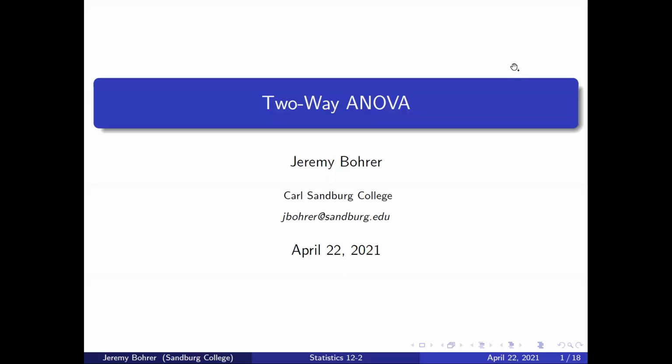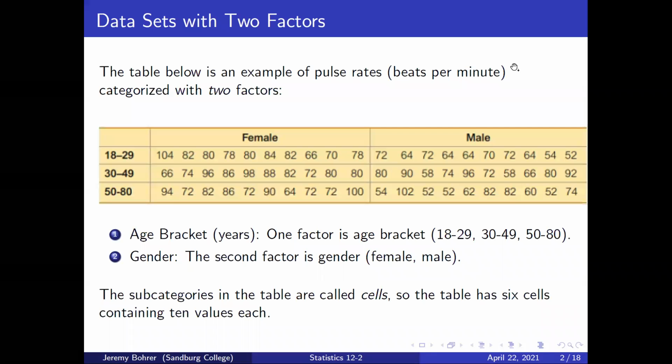In this video, we will discuss two-way ANOVA. Data sets with two factors. The table below is an example of pulse rates, beats per minute, categorized with two factors. Age bracket in years. One factor is age bracket: 18 to 29, 30 to 49, and 50 to 80. The second factor is gender, female or male.